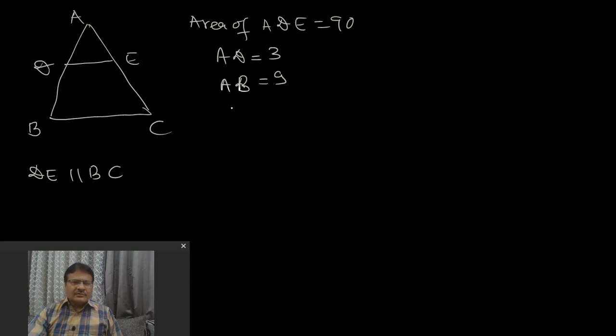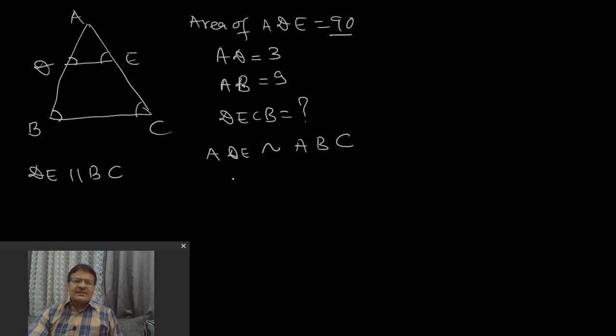So the area of ADE is 90, and you have to calculate the area of DECB. So this area has to be determined. Is that clear? Now see, these two lines are parallel, so can I say this angle would be equal to this angle and this angle will be equal to this angle, because corresponding angles are equal. So can I say that for this triangle ADE, if two angles are equal, then the triangles are similar. So ADE is similar to the triangle ABC.